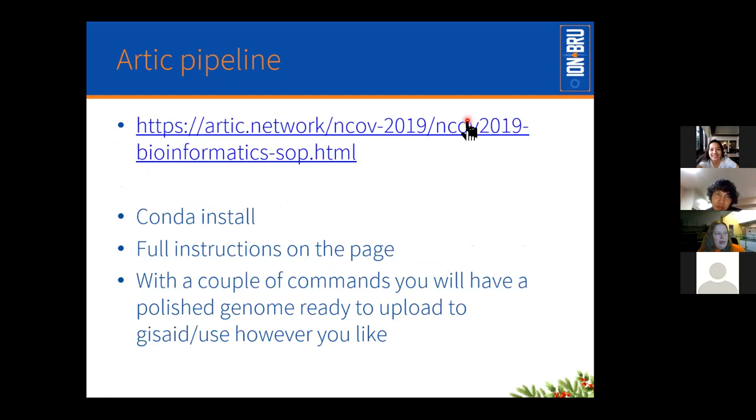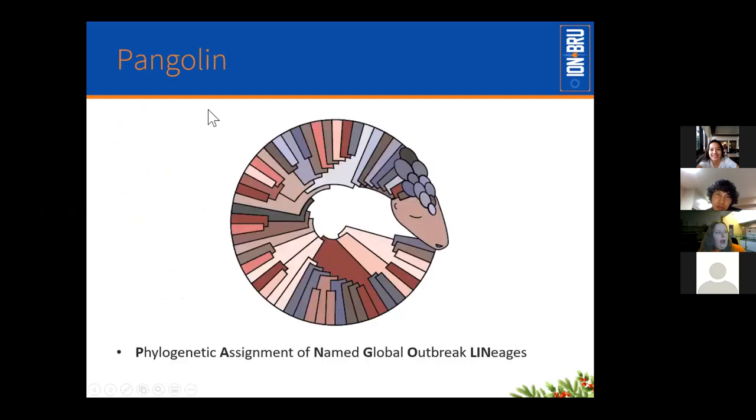And this is where the SOP is. Very easy to install, full instructions on the page. It only takes 2 commands and your data will be a finished genome. You may also consider using Pangolin. This will assign your new genome to an outbreak lineage.